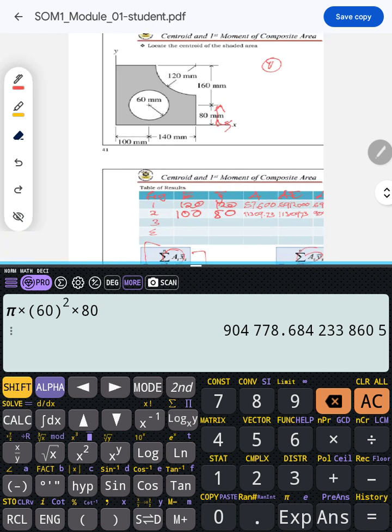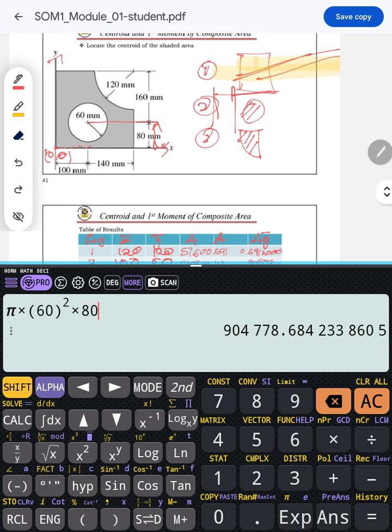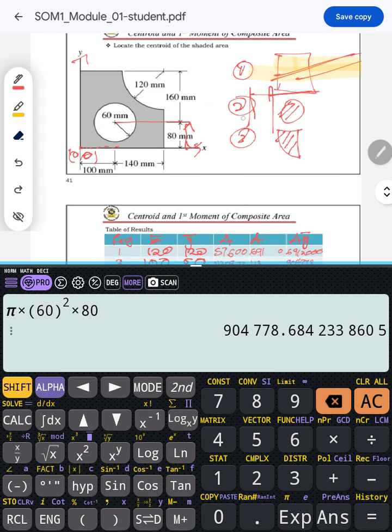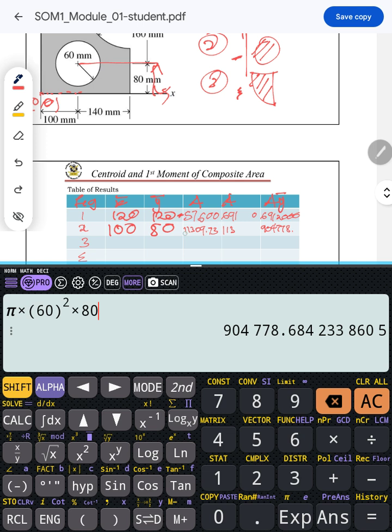But let me make something clear. We classified the composite figure in 3: we have area 1, 2, and then 3, right? And we said that 2 and 3 are empty spaces. So if they are empty spaces, we actually have to take them out, right? It means that the area is a negative area. So area 2 is negative, and area 3 will be negative, right?